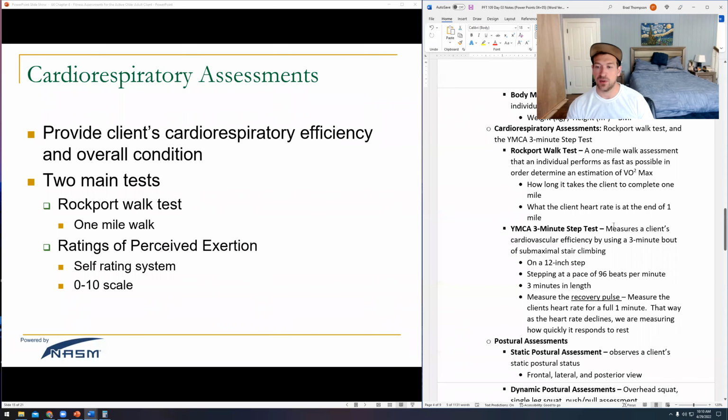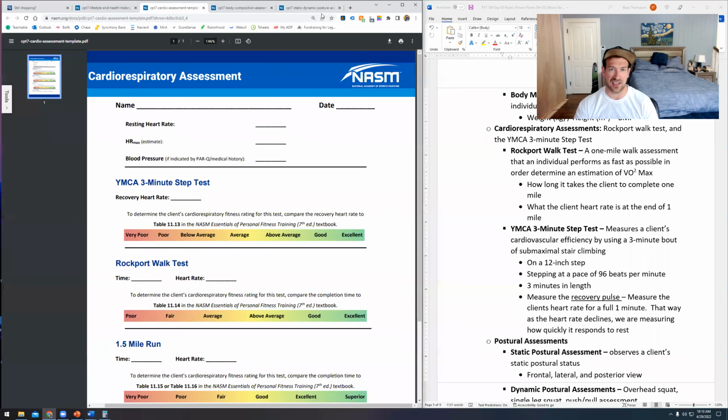But generally, the one that we're going to recommend the most with senior clients is going to be the Rockport walk test. The Rockport walk test is a 1 mile walk where you walk as fast as possible, and it's going to help us estimate our client's VO2 max. So they walk 1 mile as hard as they can, as fast as they can, and we're going to measure all their statistics at the end.